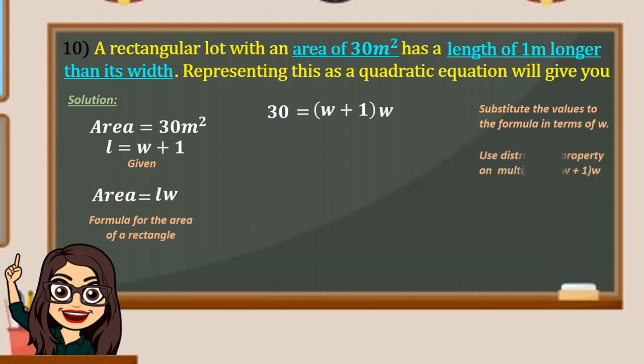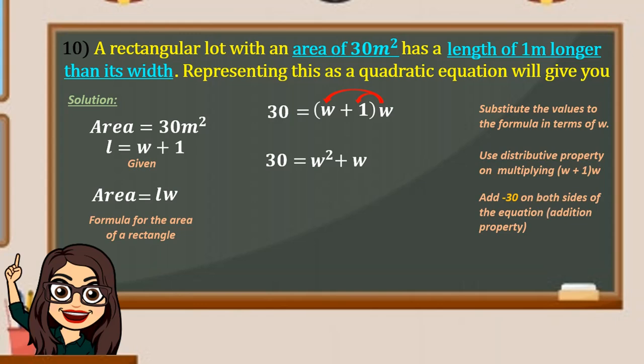So, next step, use the distributive property on multiplying W plus 1 and W. So, bring down first yung 30. So, isa-isahin natin. W times W is W square. W times 1 is W. So, next step, add negative 30 on both sides of the equation. So, that will become 30 minus 30 equals W square plus W minus 30.